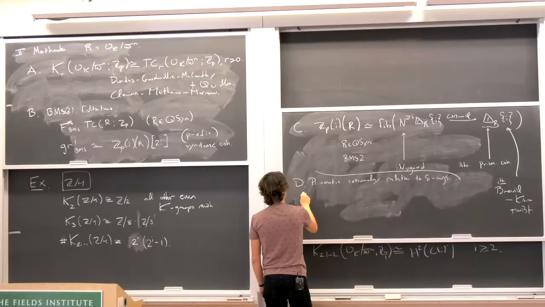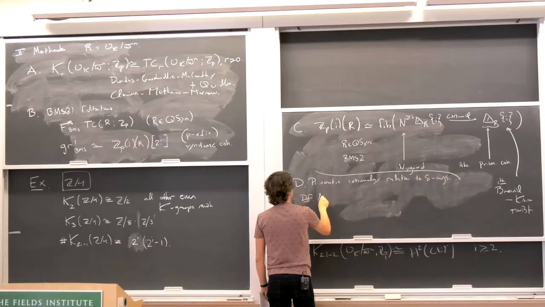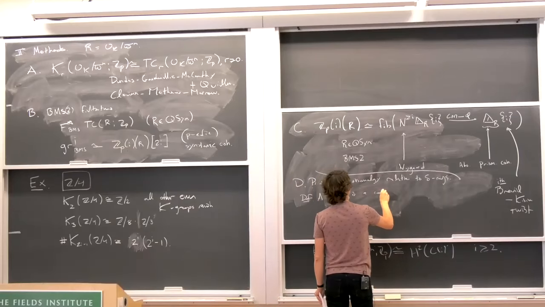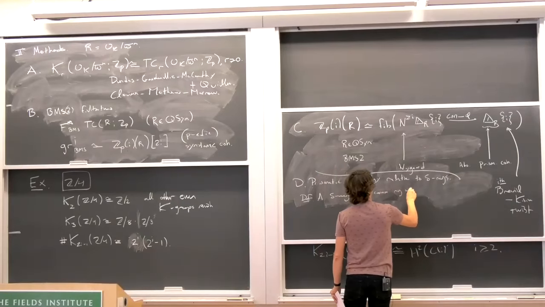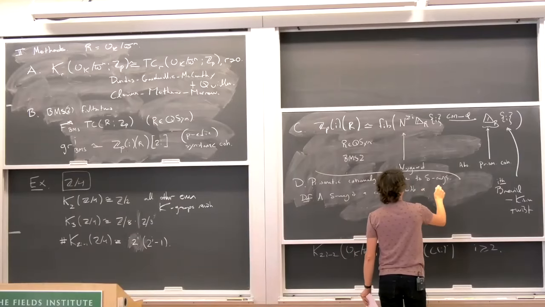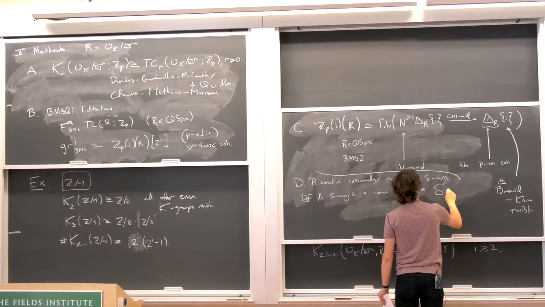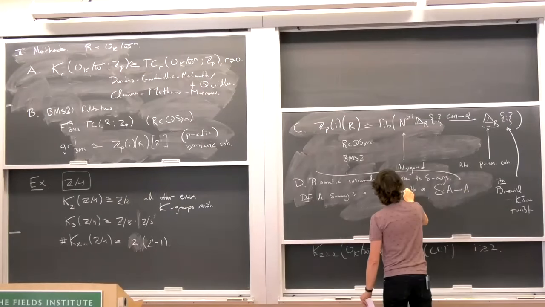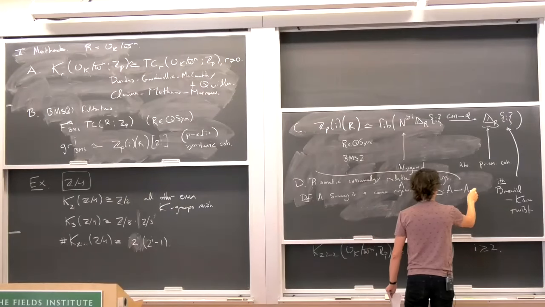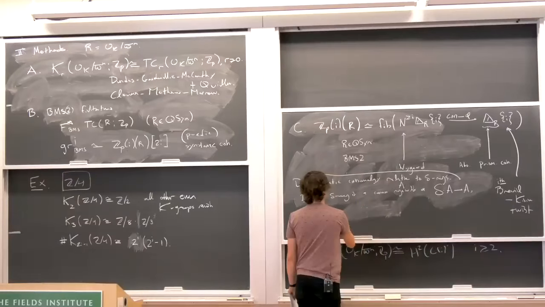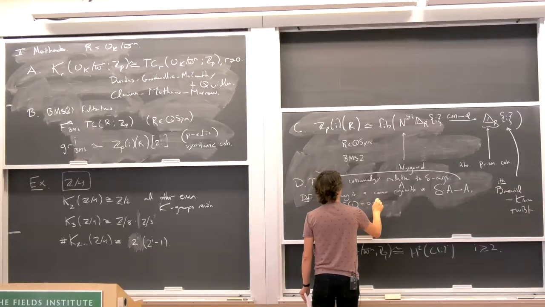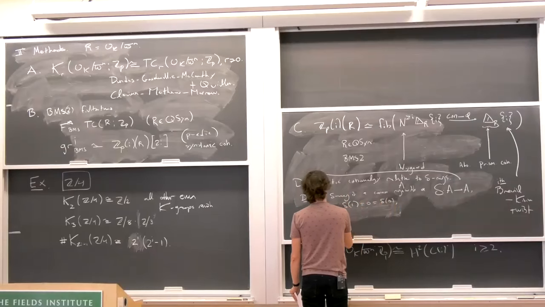And so first of all, I have to tell you what a delta ring is. A delta ring is a commutative ring A with a function. And I really mean a function, a set function from A to itself, such that first of all, delta of 1 is 0, which is also delta of 0.